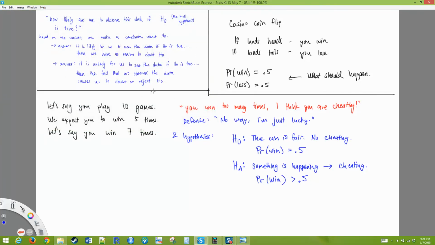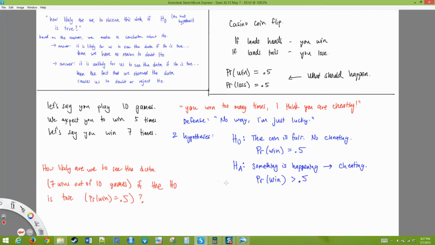So these are the pair of hypotheses. And so in hypothesis testing, we ask this question: how likely are we to observe this data if H0, the null hypothesis, is true? Can we answer this question? How likely are we to see 7 wins out of 10 games if the probability of winning is 0.5? Do we know how to answer that? So how likely are we to see the data, which is 7 wins out of 10 games, if the null hypothesis is true, meaning the probability of win is truly equal to 0.5?